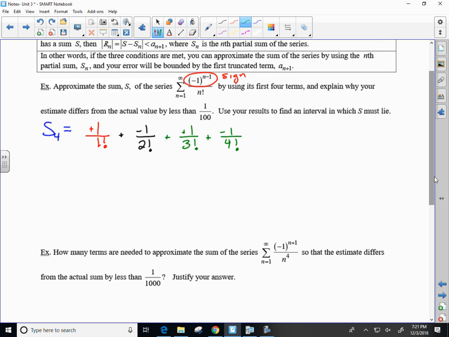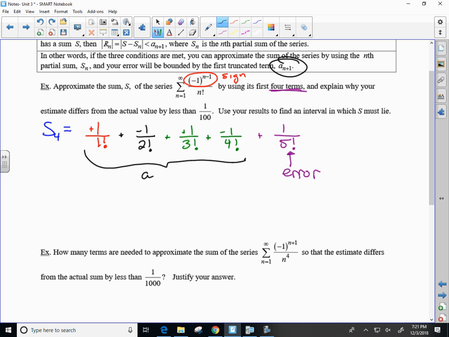All right, so what I want is the sum of these values. Now, what they're telling us is that the error will be defined by the first truncated value. So if I were to go, they asked me for 4, if I were to go to a 5th one, this would represent the error. So this is my approximation. The 1 over 5 factorial would represent the amount of error.